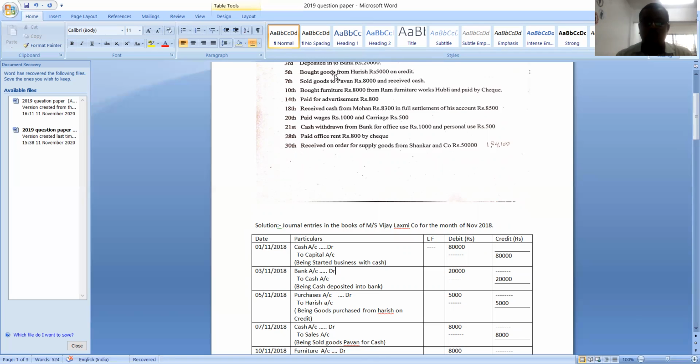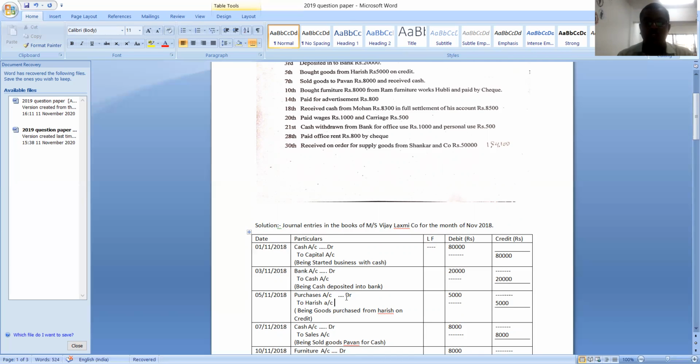One is purchases account, that is bought goods, and another one is Harish account. So two accounts are, one is purchases account and another one is Harish account. Okay, purchases account is which account? It is nominal account, and Harish account is personal account. So let's see which rule is applicable to purchases account of nominal account.